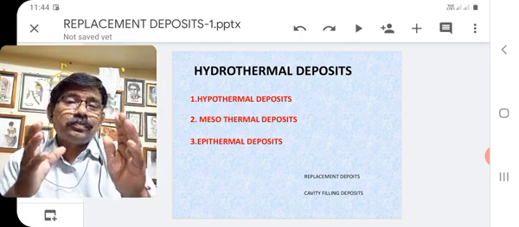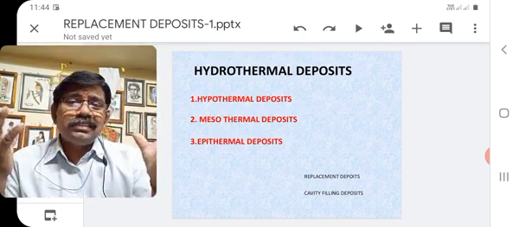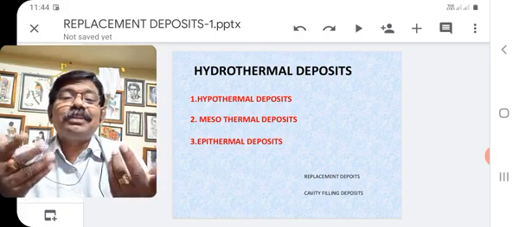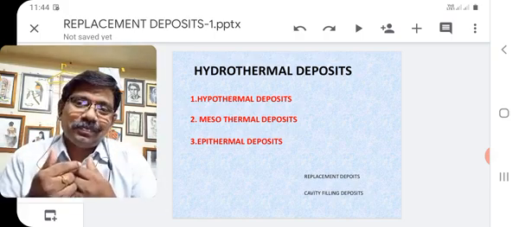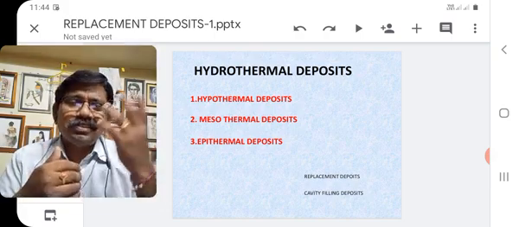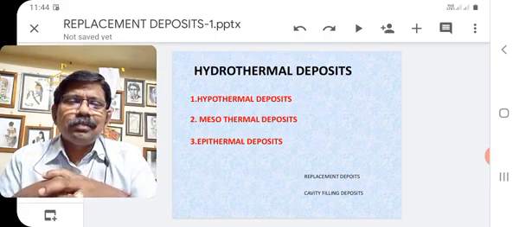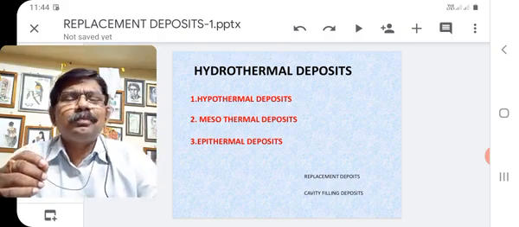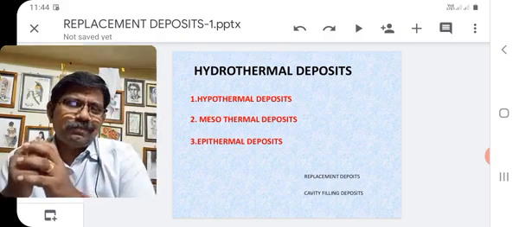They are not the biggest deposits, but there are so many kinds of deposits. Ten, 13 types of deposits are there in cavity filling deposits, but they are low temperature deposits. They will only search for the empty places and settle down there.